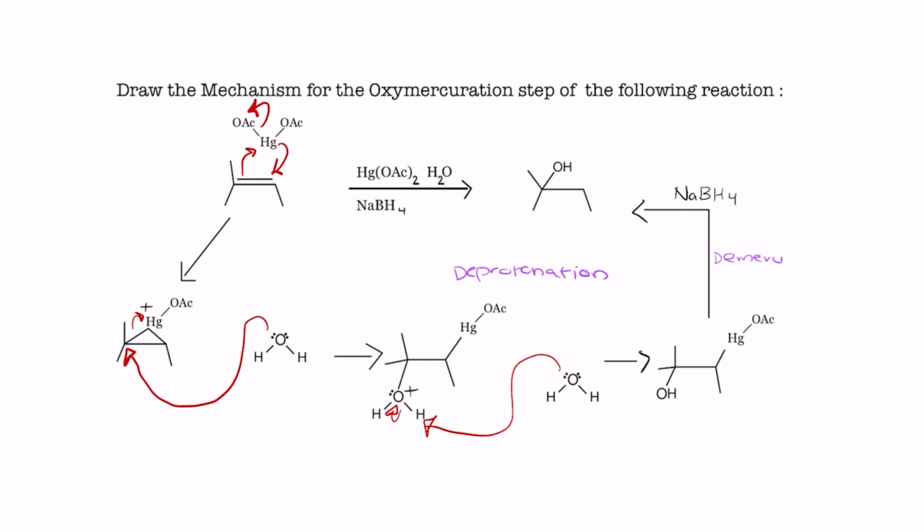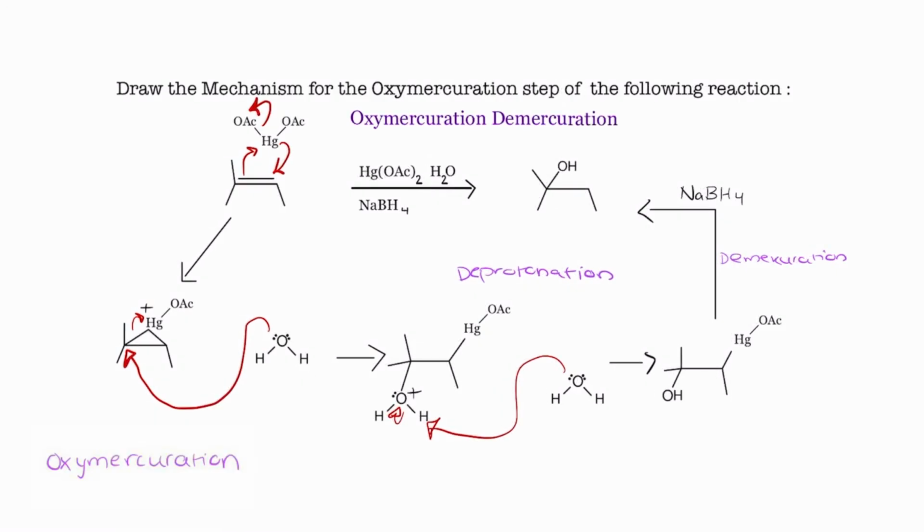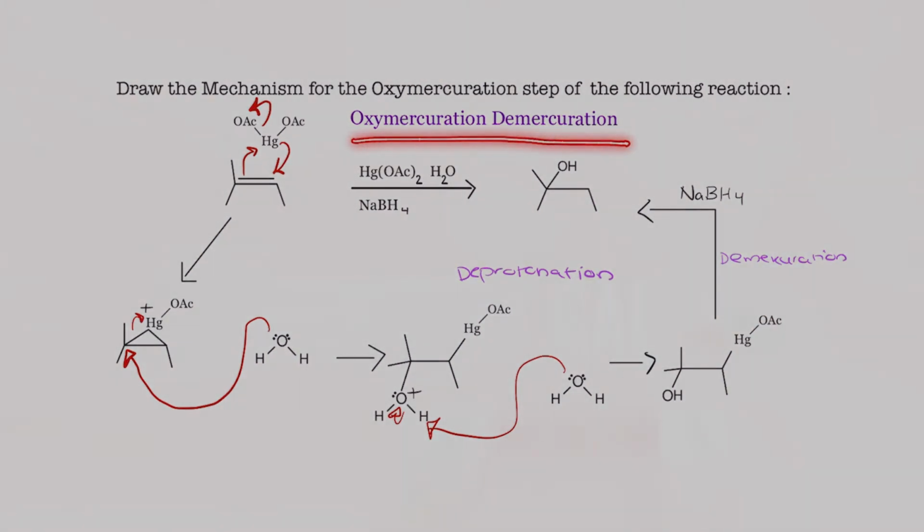So remember we said that this mechanism was called Oxymercuration Demercuration. So we see here in the beginning we're adding this mercurated group along with this oxy group. And in the end we are performing demercuration where we remove that mercurated group. Hence the name Oxymercuration Demercuration.